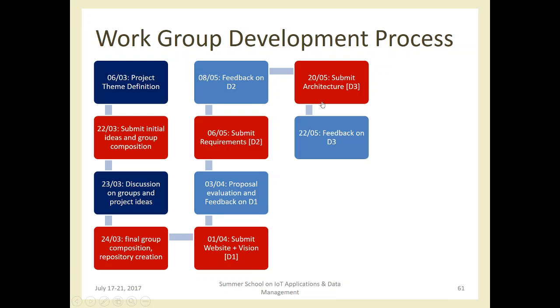And this is the third deliverable, the architecture. So, vision, requirements, architecture are the three main steps, and each of them is a deliverable to submit on GitHub.